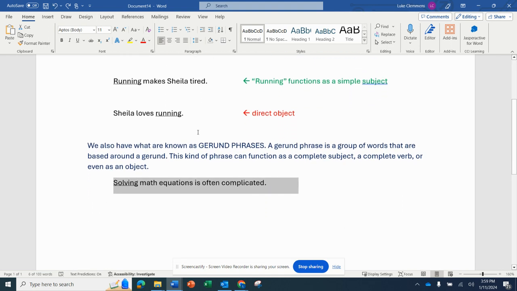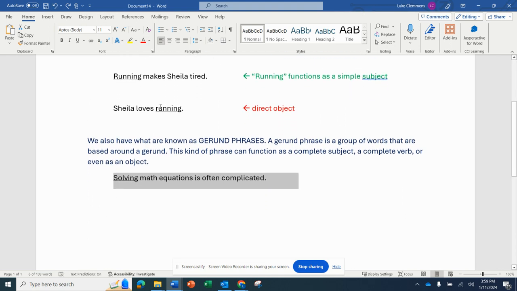So let's look at this example. Solving math equations is often complicated. All right, well, let's just stick with our simple stuff for right now. So in here, solving is the simple subject. Solving is complicated.